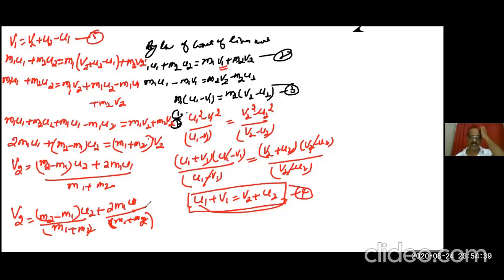So this is the final equation for velocities of elastic collision. Now we need V1. Similar way we have to substitute for V1. But V1 we have, right? V2 plus U2 minus U1. So when you are calculating V1, it will come: M1 minus M2 divided by M1 plus M2 into U1 plus 2 M2 U2 by M1 plus M2.